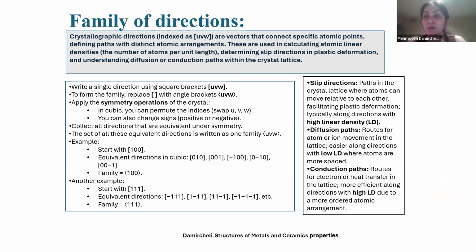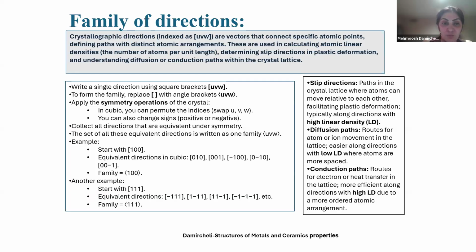In the previous video, I talked about how we find the family of directions. Consider that we have a direction in a square bracket [UVW]. How do we find the family of directions? The first step, replace the square bracket with the angle bracket, <UVW>. Then apply the symmetry operations of the crystal. What is the meaning of that? It means swapping UVW.